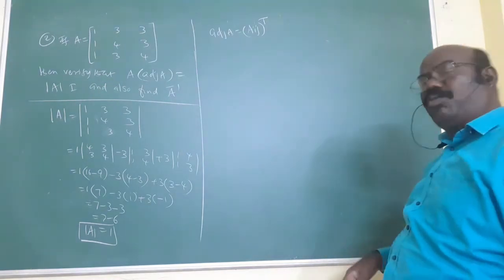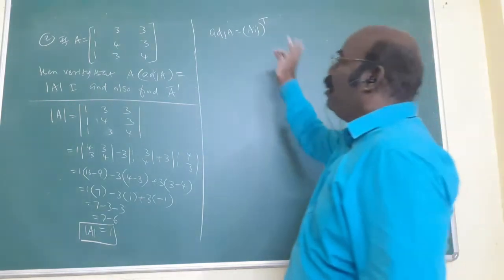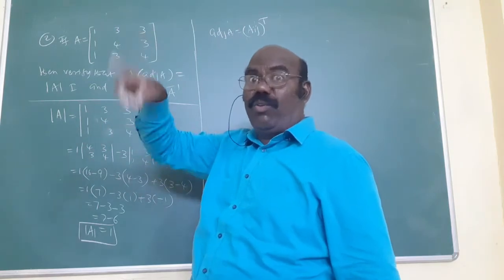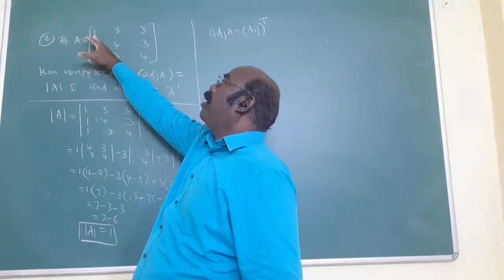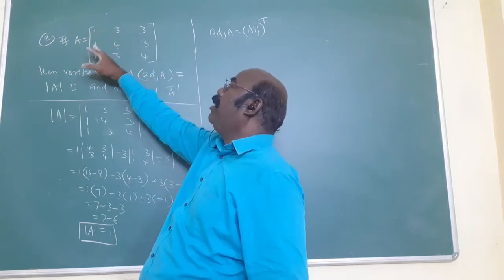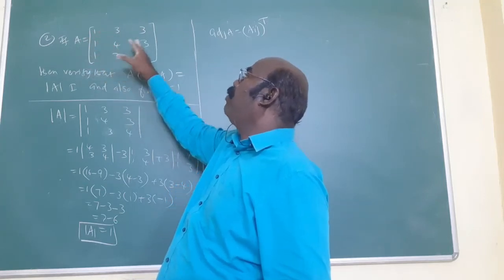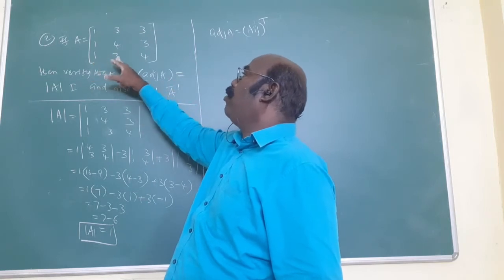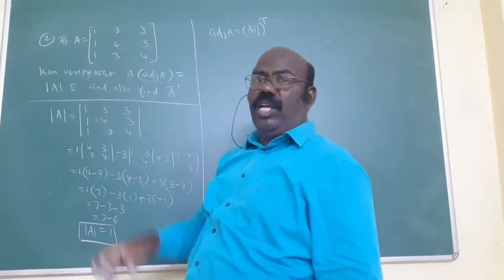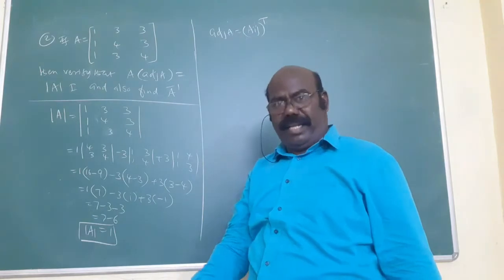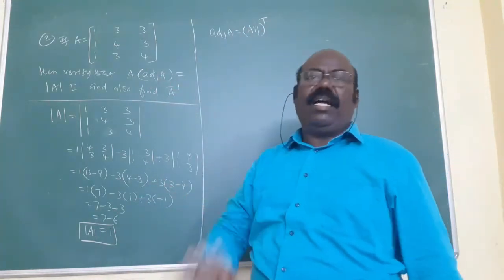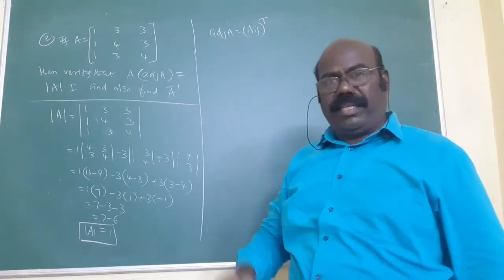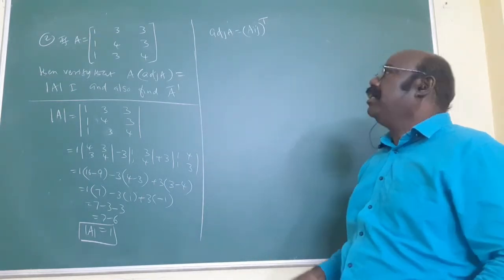We have two methods. One method is the previous one, no? Minor, cofactor. In this way, you will find one by one the minors and cofactors: cofactor of 1, cofactor of 3, cofactor of 3, cofactor of 1, cofactor of 4, cofactor of 3, cofactor of 1, cofactor of 3, cofactor of 4. In this way, you will find all 9 cofactors, then substitute the elements, then take the transpose, and you achieve it. That is one method. But there is an easier method, listen here.